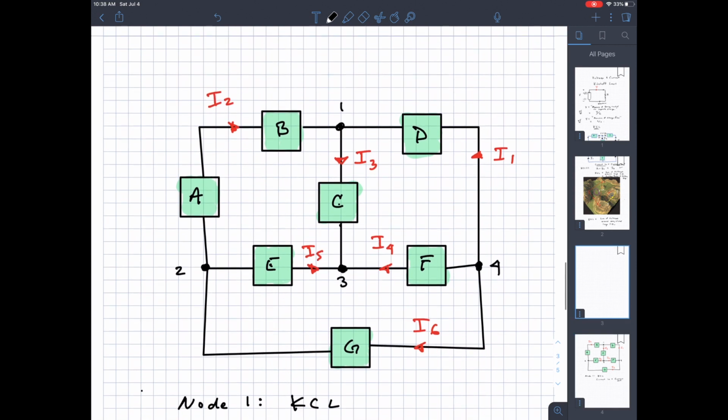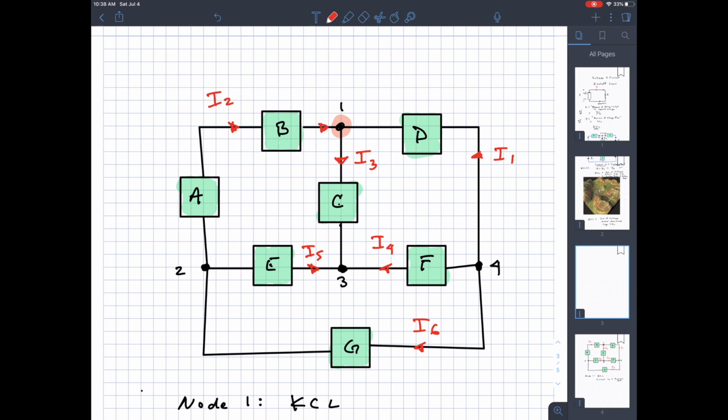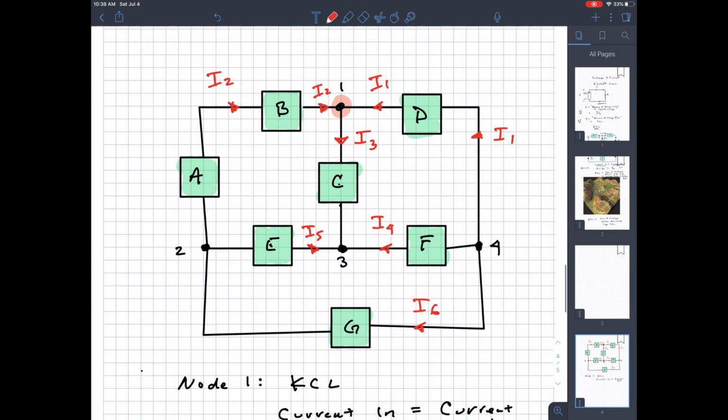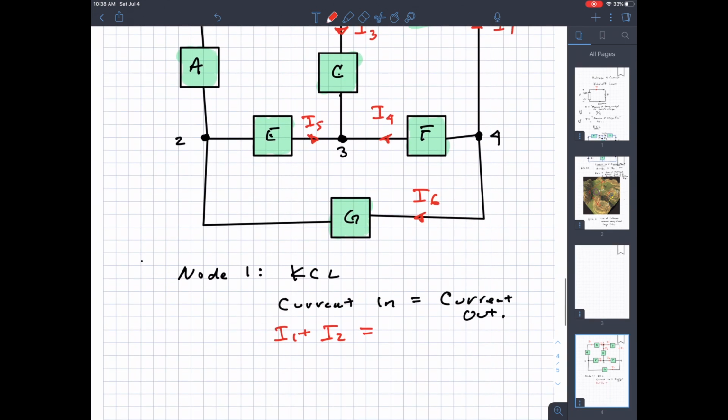So I take a look at the node. I'm looking at this particular node and I see current I2 is moving in. I3 is moving out, and I1, we follow I1 this way, is moving in. So I1 and I2 are moving in, and I3 is moving out. That's KCL at node 1.